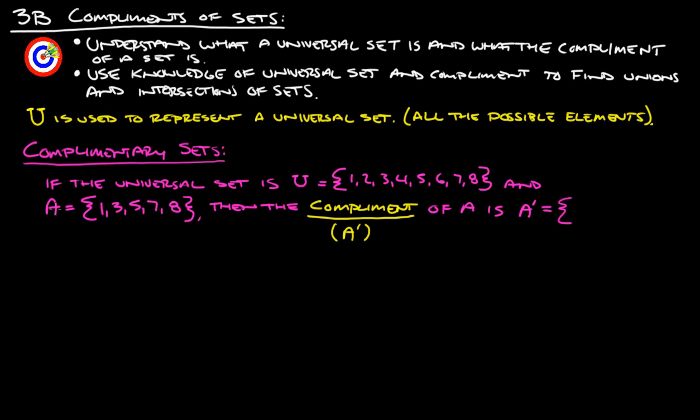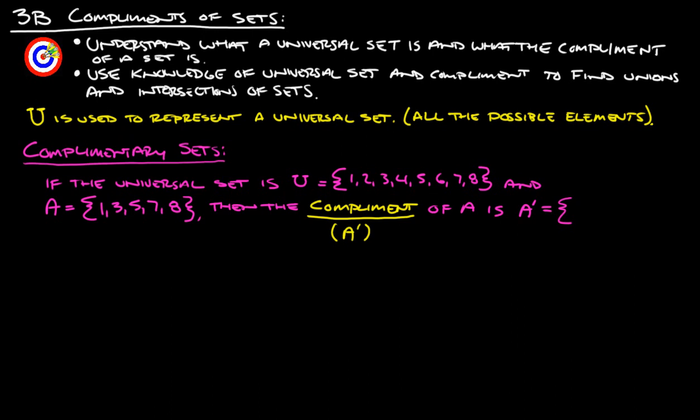So if this is the universal set, and set A is 1, 3, 5, 7, and 8, then the complement, and whenever you're talking about complement, if you're writing the complement of set A, it would be A, almost looks like A prime, but it's actually a little apostrophe. So the complement would be A with a little apostrophe there.